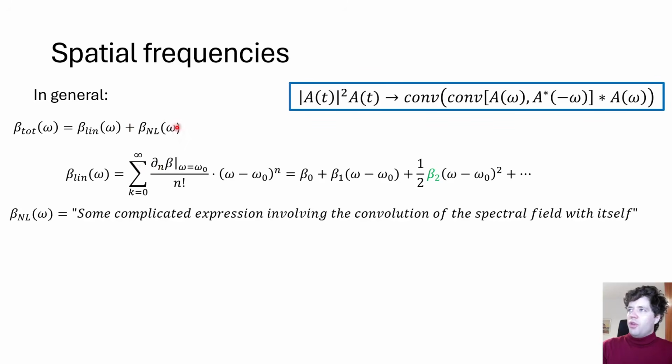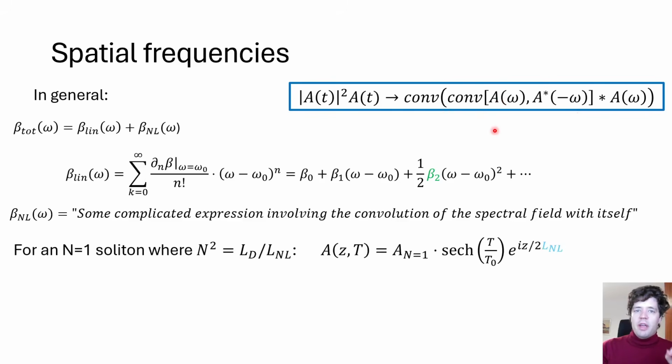But the nonlinear contribution to this total spatial frequency is usually quite complicated, because in the time domain, we've seen in the nonlinear Schrödinger equation that the nonlinearity scales with the product of the power envelope of the pulse with the pulse itself. And if we translate this to the frequency domain, that becomes a double convolution of the spectrum of the pulse itself. So typically for any general pulse, this is going to be quite a complicated calculation.